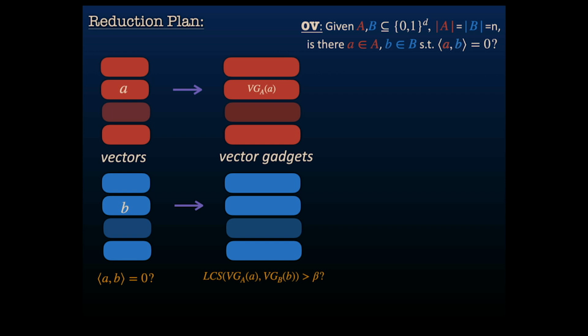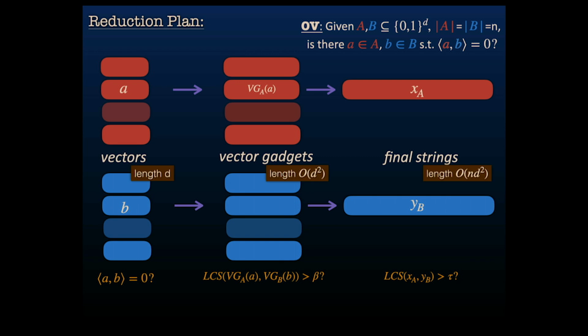And so they will have this nice property that if you look at the LCS of 2 gadgets, then the LCS is large if and only if the vectors were orthogonal. So with the vectors, we want to know if they're orthogonal. Here, we want to know if the LCS is large. So that will be the goal. And then once we have the gadgets, we will just put them together somehow. So we take the red gadgets and put them in some long string, and the blue gadgets, and put them in some long string. It's not going to be just concatenation.